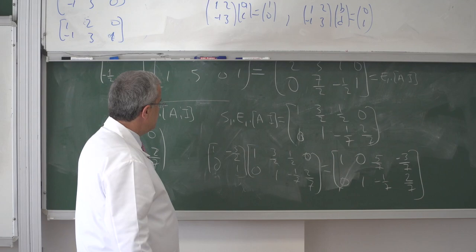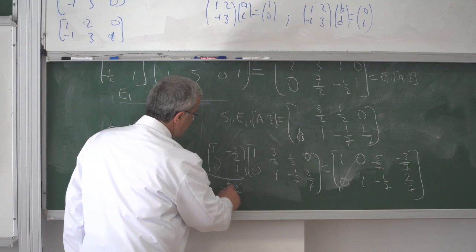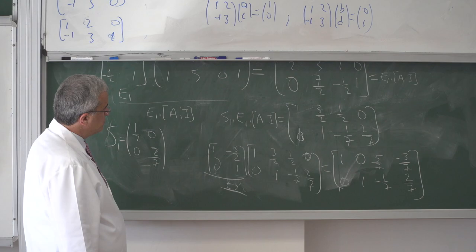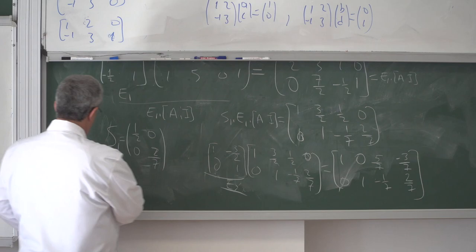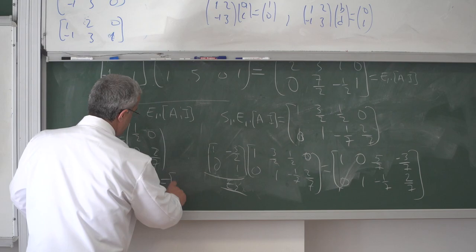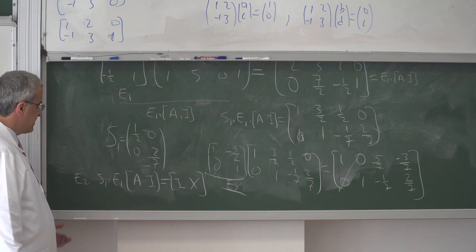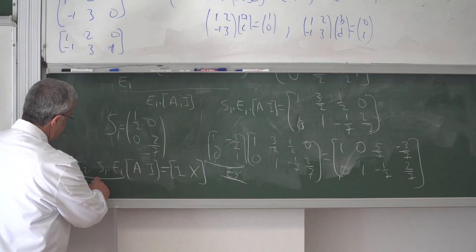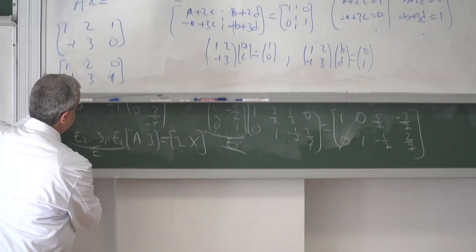So this is E2. As you see, I can call now E2 S1 E1 times A inverse is equal to I and X. Can I call this E? I call that E.